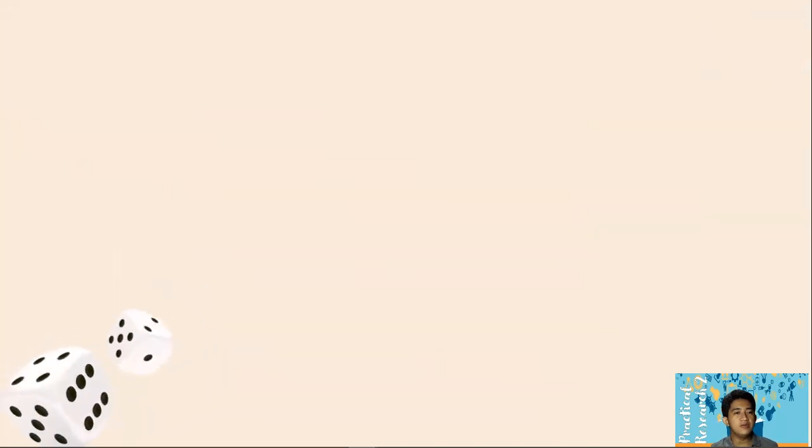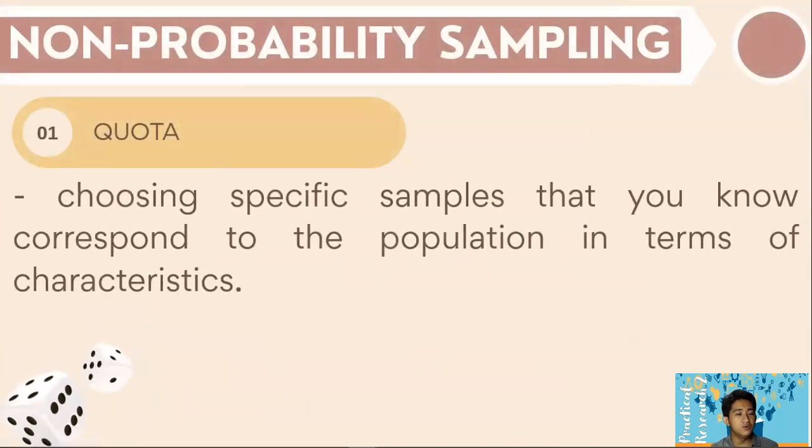For quota sampling, you choose specific samples that you know correspond to the population in terms of characteristics. The disadvantage of this is that people who are less accessible are underrepresented.